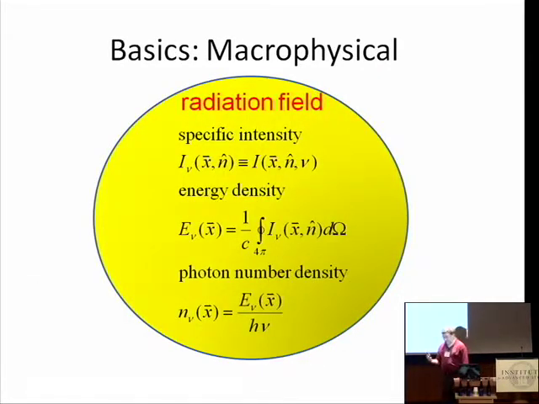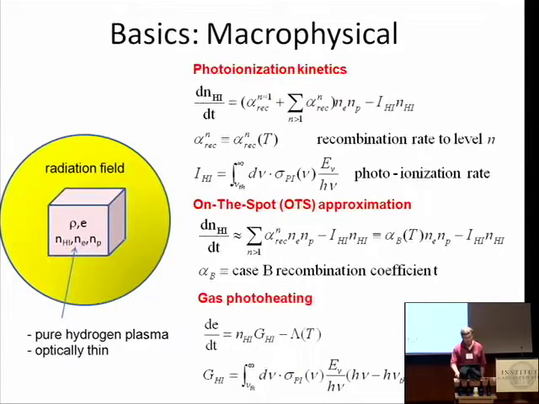Okay, so that's microphysics. Now, macrophysically, let's review the radiation field. Just to remind you that it's described by this distribution function we call the specific intensity, I sub nu, which is a function of position and direction. The energy density of photons is just the integral of that over all solid angles divided by c. And the photon number density, n sub nu, is just the energy density divided by the frequency of the photon, the energy of the photon. Okay, so that's basically all you need to know about that.